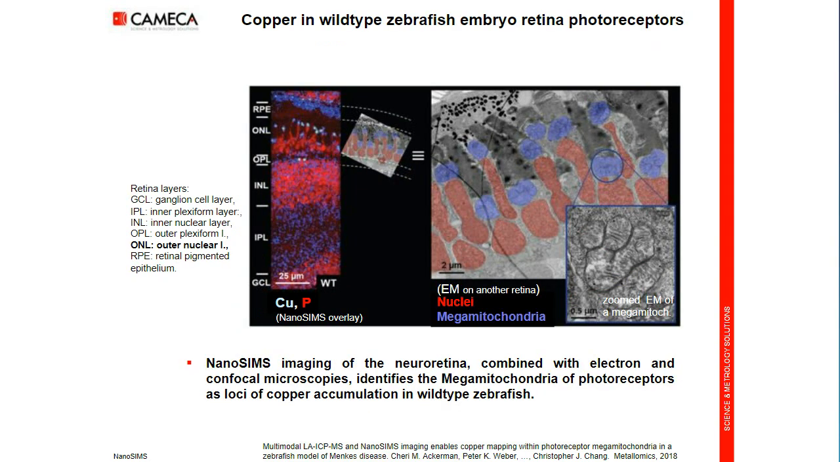This slide shows the interest to correlate, in the second step, the chemical mapping of NanoSIMS with the high resolution of TEM, transmission microscopy. On the zoomed image on the right side, the megamitochondria have been colored in blue and correlate very well with the region showing copper enrichment in the NanoSIMS. So the conclusion is that imaging of the neuroretina with NanoSIMS, combined with electron and confocal microscopies, identifies the megamitochondria of photoreceptors as loci of copper accumulation in wild type zebrafish. So you have sensitivity with the NanoSIMS and ultimate nanometer resolution with the TEM.